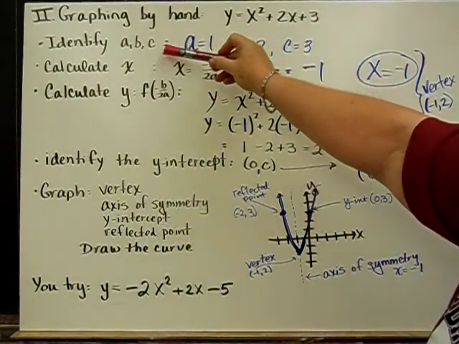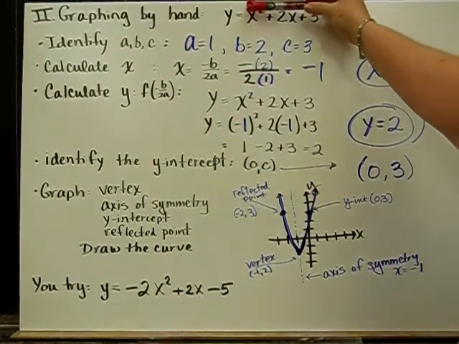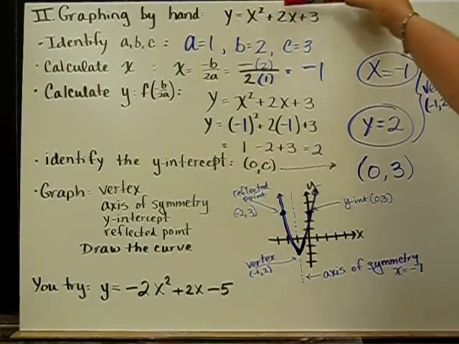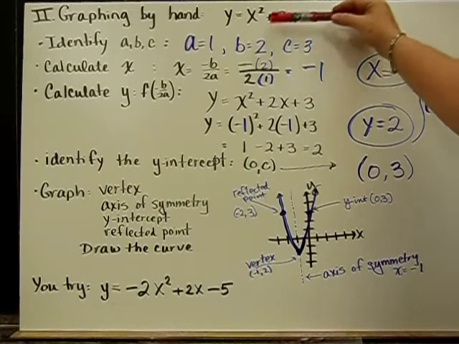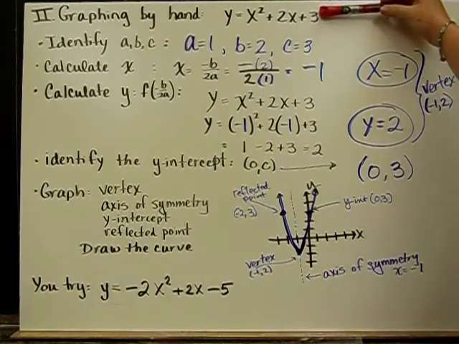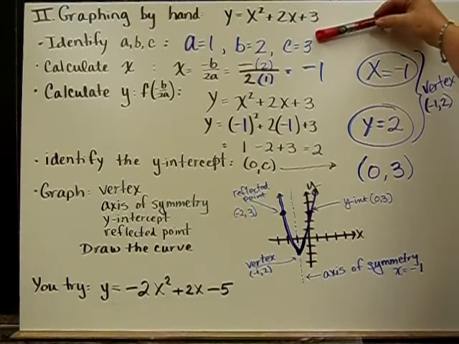So the first thing we need to do is identify a, b, and c. a is the coefficient of x squared, so it's 1. b is the coefficient of x, so it's 2. And c is the constant, or the number by itself, so it's 3.